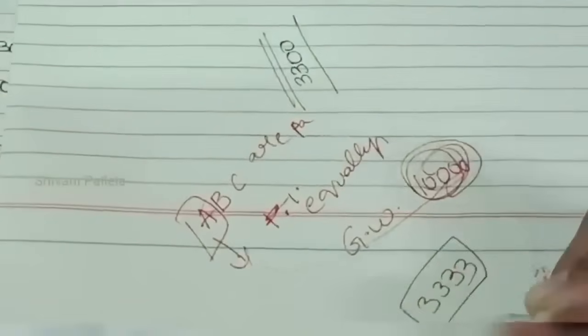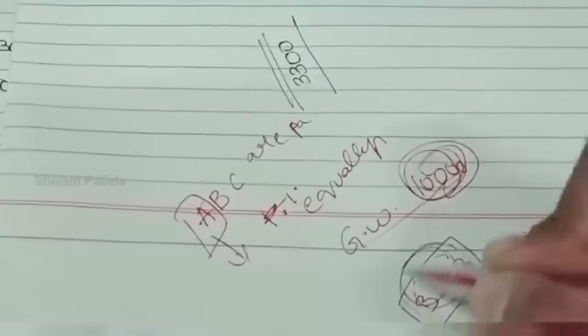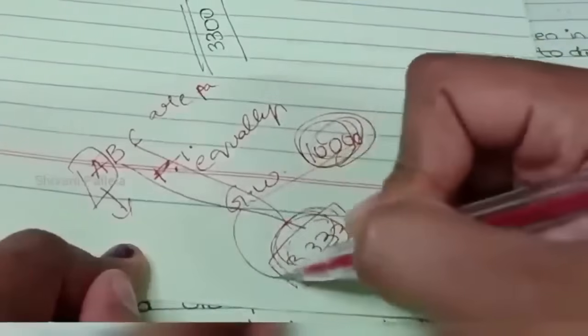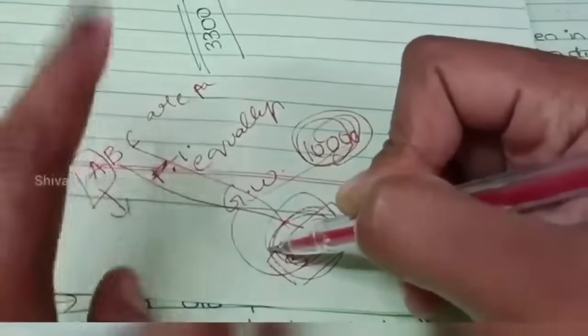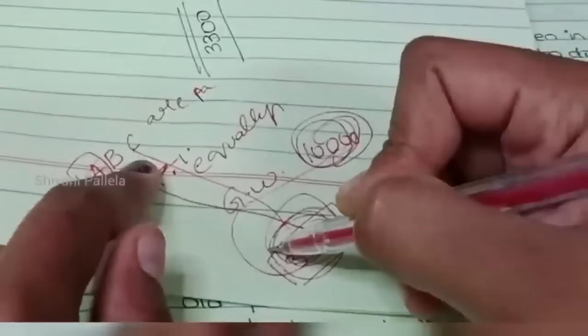A's share is 3,333. This amount we need to share to the old partners. This amount only we need to share to the old partners. That is the thing you are learning in this retirement. Other than this, everything is equal.